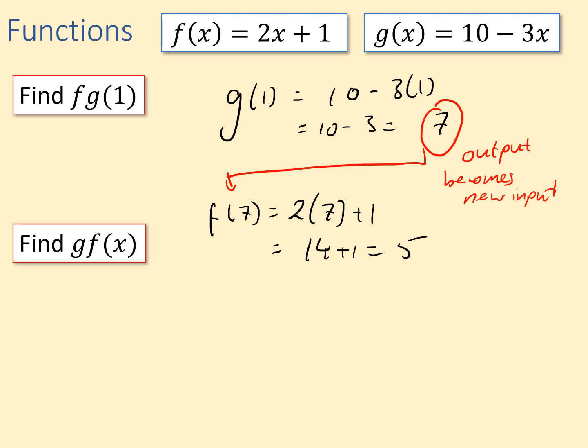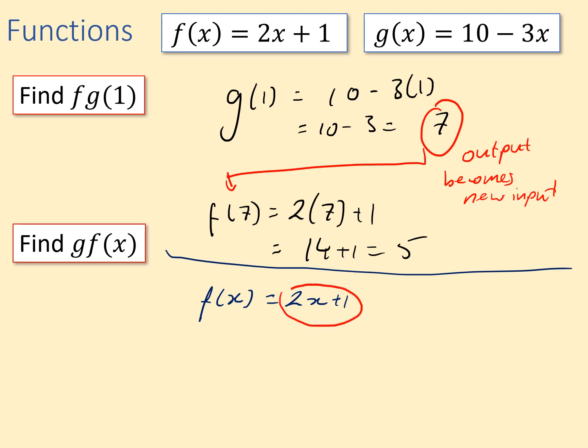Looking at this next question then, g of f of x. So this is the reverse. So the first thing I'm going to do is write down f of x. Okay, so let's draw a border between these. So f of x is 2x plus 1. And just like before, this output becomes my new input. Okay, so this output becomes my input into g.